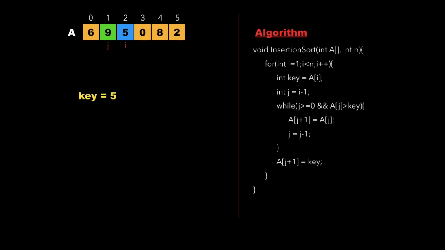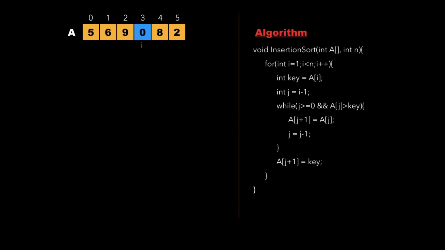We check whether j is greater than or equal to 0, which it is, and the value A of j is also greater than key. Therefore we update A of j plus 1, that is A of 2, as 9 and then decrement j. Again we check whether j is greater than or equal to 0 and A of j is greater than key. Since 6 is greater than 5, we update A of j plus 1, that is A of 1, as 6 and then decrement j. Since now j is not greater than or equal to 0, we come out of the while loop and update A of j plus 1, that is A of 0, as key, which is 5.